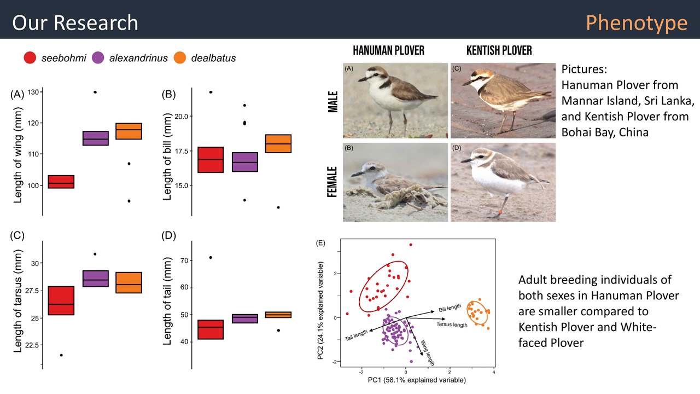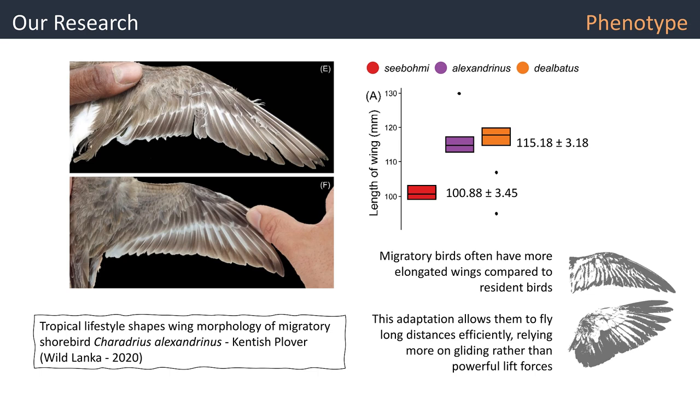Especially regarding the wing morphology, I have also published an abstract in the Wild Lanka symposium in 2020 about the wing morphological difference in these two entities, because the wing has played a vital role in their speciation process. Usually the migratory birds have very elongated wings compared to the other resident or forest birds, as you can see in this silhouette.